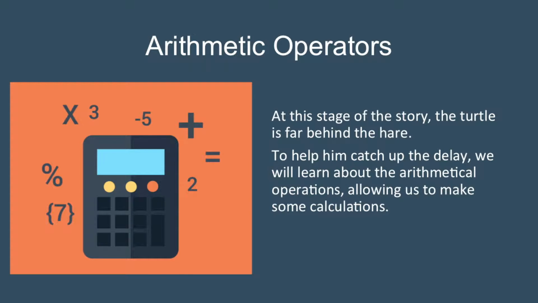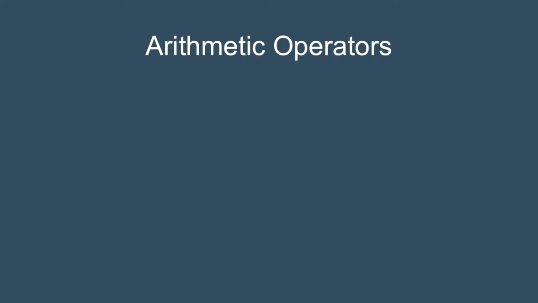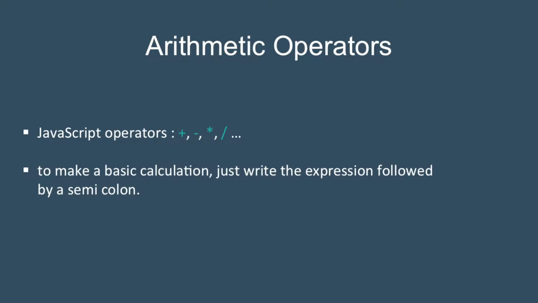To help him catch up the delay, we will learn about the arithmetical operations allowing us to make some calculations. JavaScript provides many operators, such as addition, subtraction, multiplication, and division, and many more, but we will focus in this tutorial on these primary operators. To make a basic calculation, just write the expression followed by a semicolon.